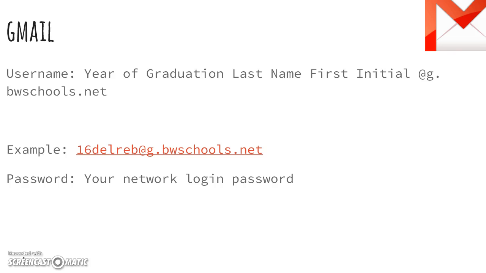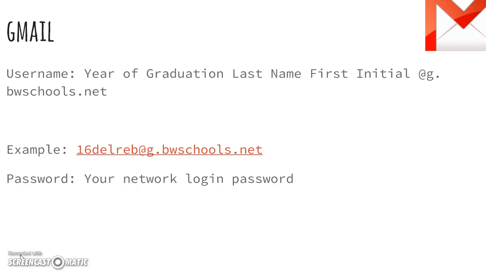computer. So your Gmail account is going to begin with your year of graduation, your last name, and your first initial, followed by @g.bwschools.net. Your password for your new Gmail account is the exact same password that you currently use to log on to the computers. It begins with 3 letters and is followed by your student number. The reason that we've done this is we didn't want you to have to remember something else, something new, something different, because you already have so many other things going on in your lives.